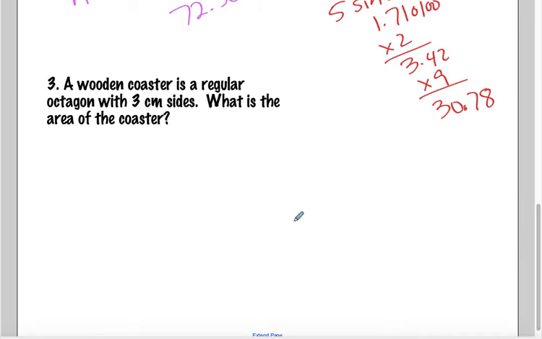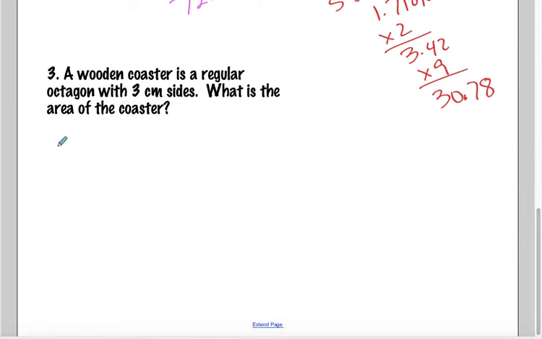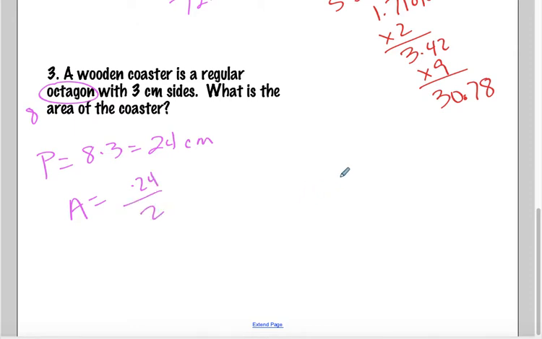One last one, we have a regular octagon with side measurements of 3. Being an octagon, we know there's 8 sides. And if the sides are each 3, then 8 times 3 is going to give you the perimeter of 24 centimeters. For the area, we want to do the apothem times the perimeter divided by 2, so I'll need to go find the apothem.